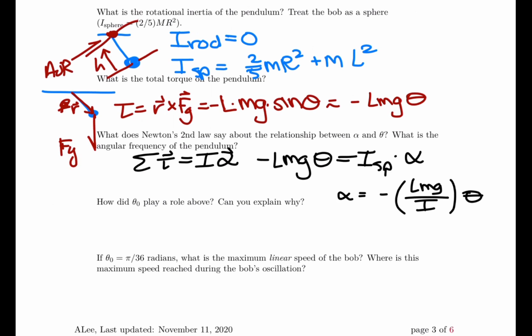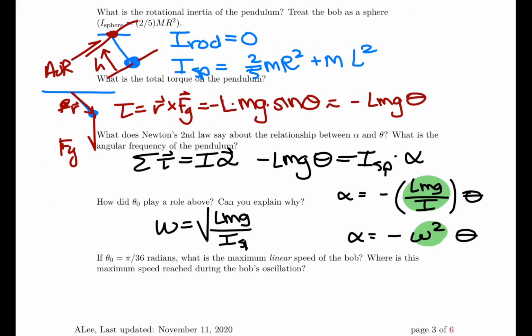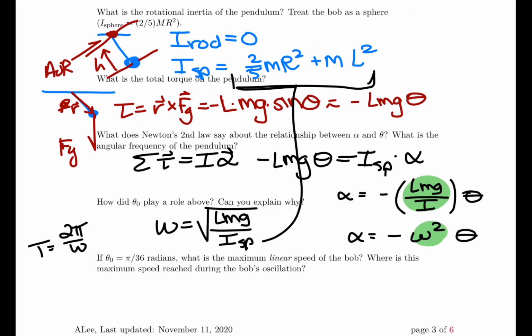In this case, I have again shown alpha can be written as minus some number times theta. Whatever this evaluates to plays the role of omega squared. So omega squared is just L mg divided by I sphere, which again, remember, utilizes this entire thing for the rotational inertia. And that's some number. I could have turned it into a period as well, and calculated the period of this oscillator by 2 pi over omega.